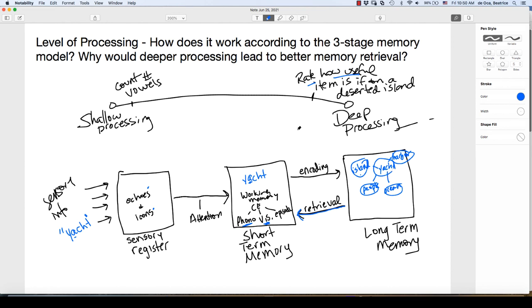This level of processing theory, I think, is a really easy and useful way of thinking about, hey, how is this activity that I'm doing, this study technique that I'm using, how is it helping me remember the information later on a test, for example?